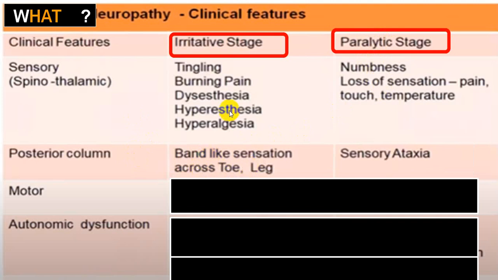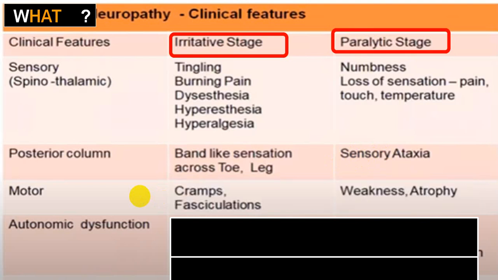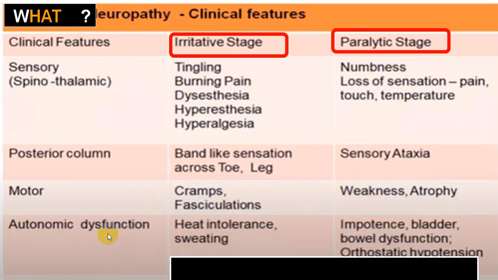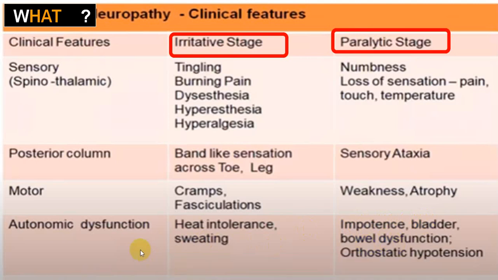Across the toe and legs in positive symptoms, while ataxia will be loss of sensation, and that will be in what we call negative symptoms, or we call the paralytic stage. Motor we have already mentioned: cramps and fasciculation, weakness and atrophy in negative symptoms, this will be positive. And the autonomic also we have mentioned: hyperhidrosis, heat intolerance, sweating, etc. While here impotency, bladder dysfunction, bowel dysfunction, orthostatic hypotension. And ankle jerk in case of irritative will be normal, while in case of paralytic stage it will be absent.